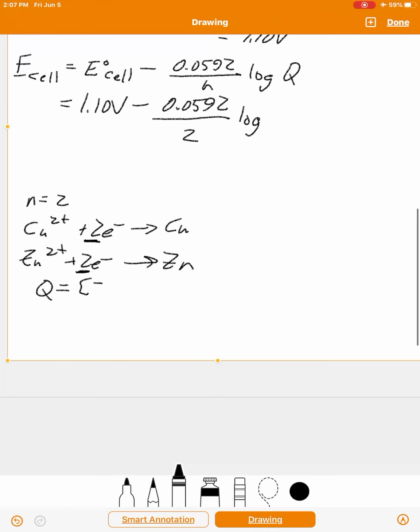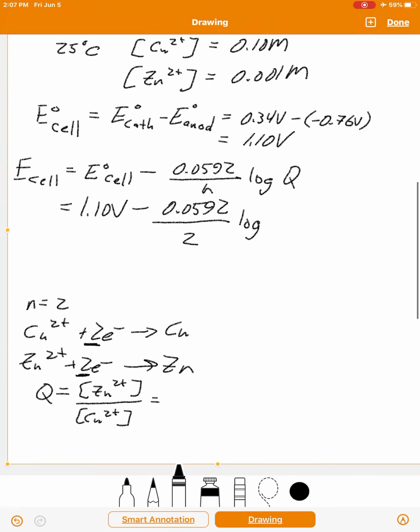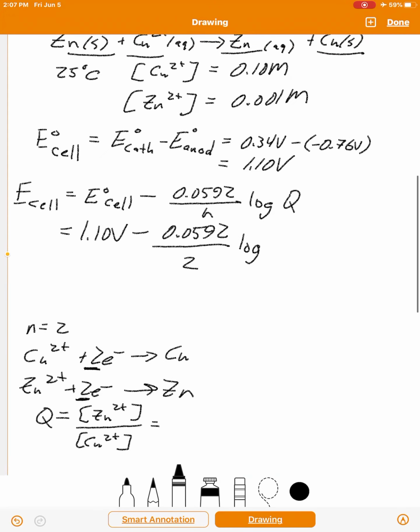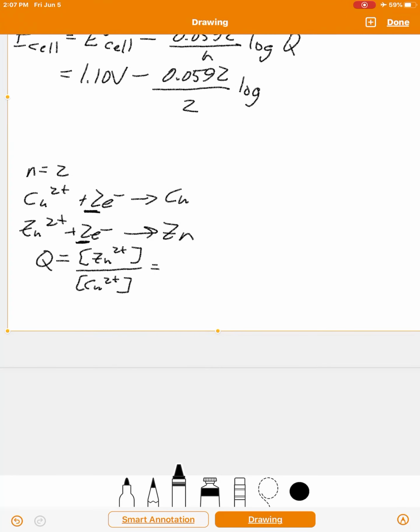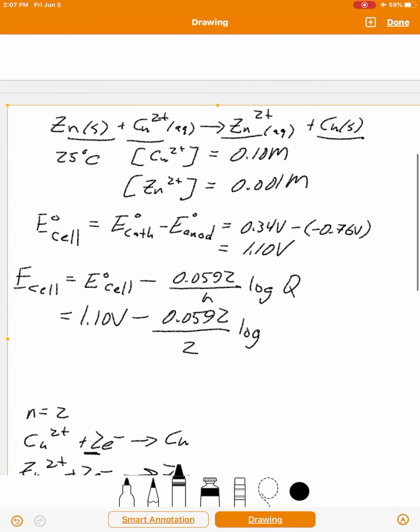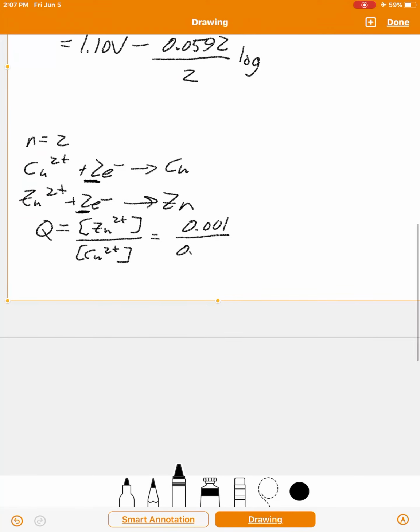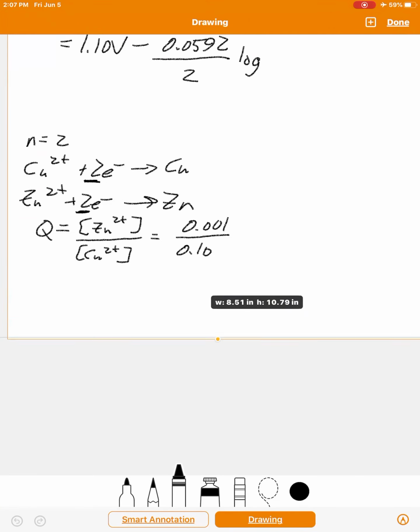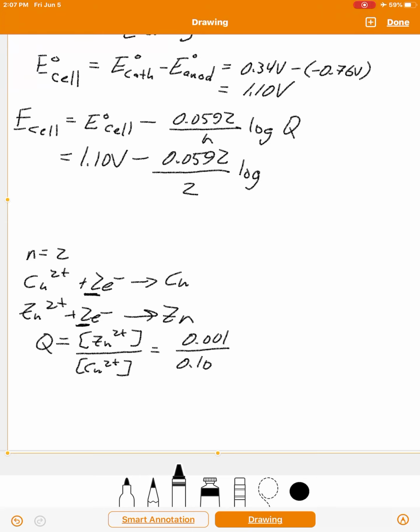So it's zinc 2+ over copper 2+. So concentration of zinc over concentration of copper, right? The ions, because they're aqueous. So in this particular problem, it looks like the zinc is 0.001 molar, and then the copper is 0.1. Again, I picked these numbers for a reason. The math is easy. 0.001 over 0.1 is 0.01.